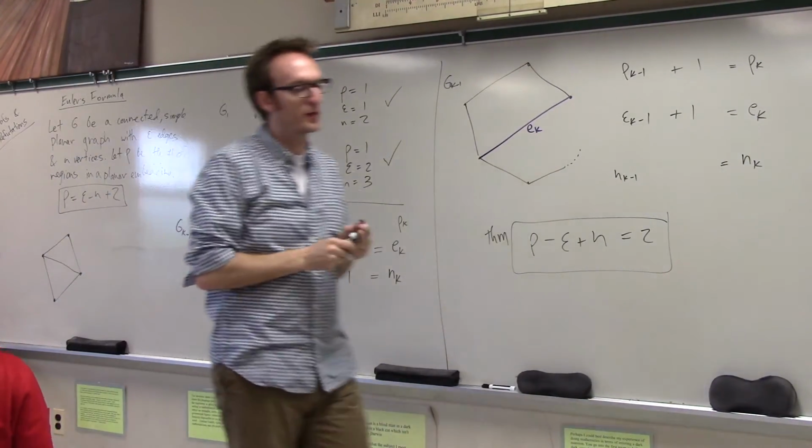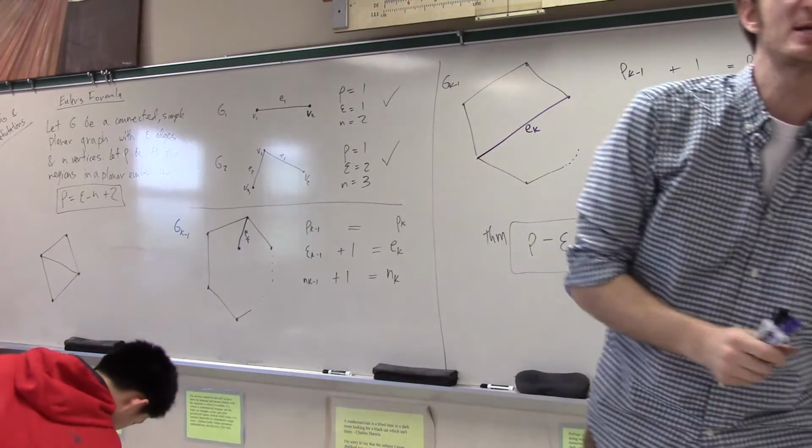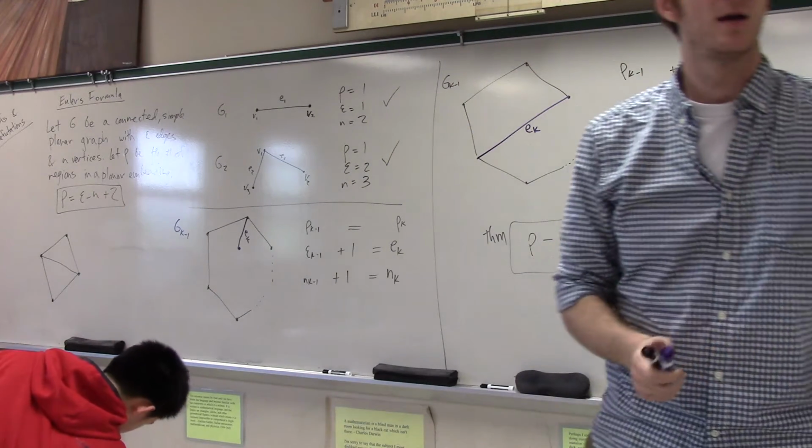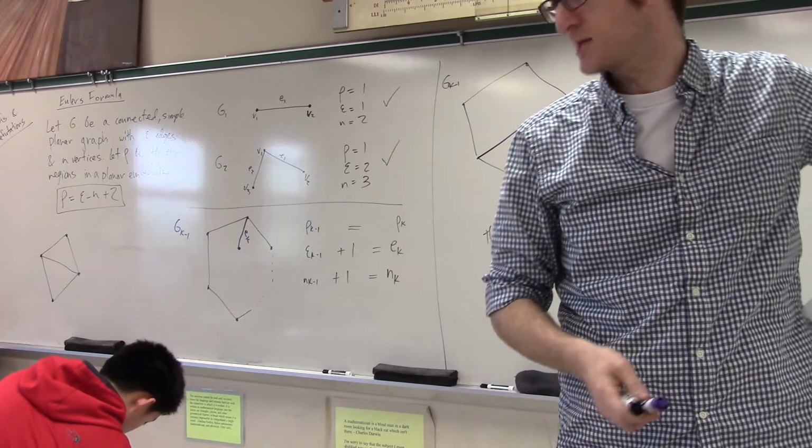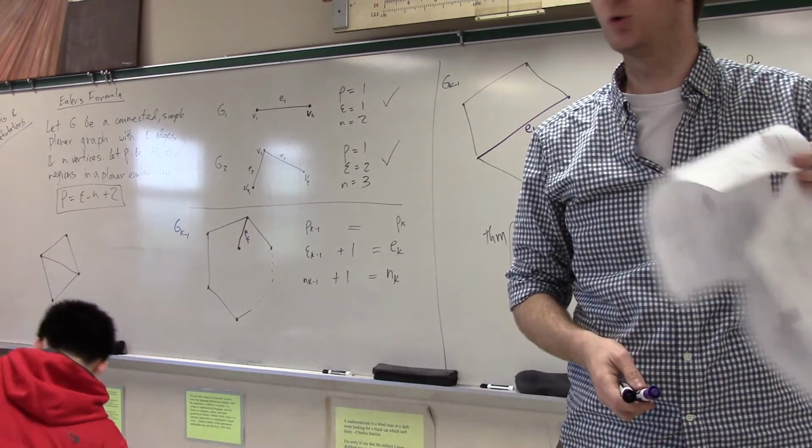I was going to do one more thing, but I guess I'll do it next class, which is to prove that there are only 5 Platonic solids. It actually only takes like 5 or 10 minutes, but it's a cool graph theory proof of it.